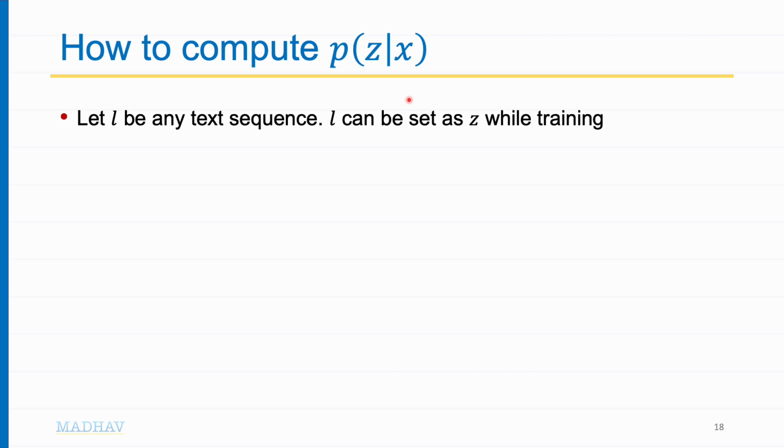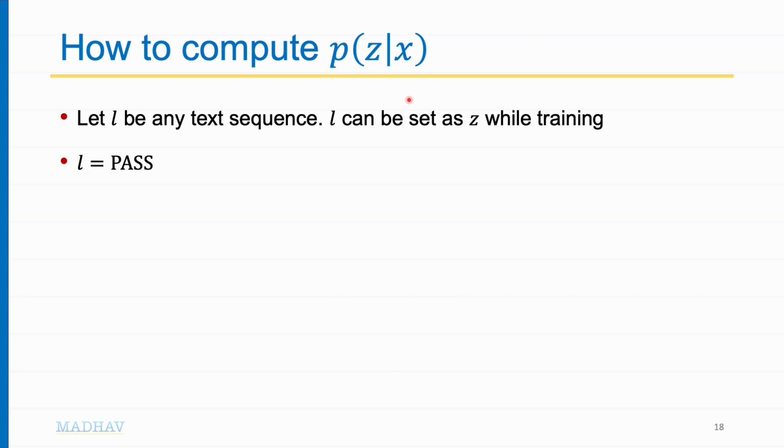So we'll work with Z, we'll work with L in general, and then while training, just substitute L with Z. Then that becomes, during training, the value of L. So we want to find P of L given X, right? What is the probability of any label sequence given the audio input?